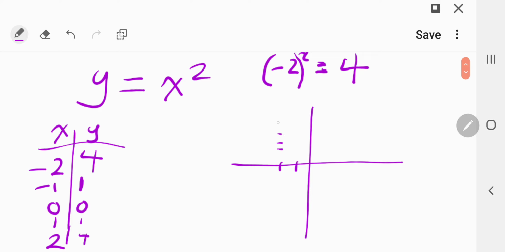Okay, my scale changed from the y. Let me try it again. 1, 2, 3, 4. There we go. Okay, and -1, comma 1, that is right there. 0, 0 is right there. And 1, 1, and 2, comma 4.